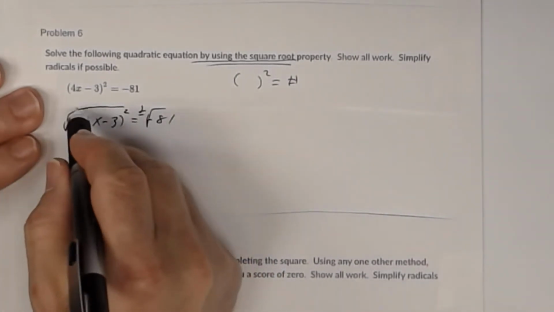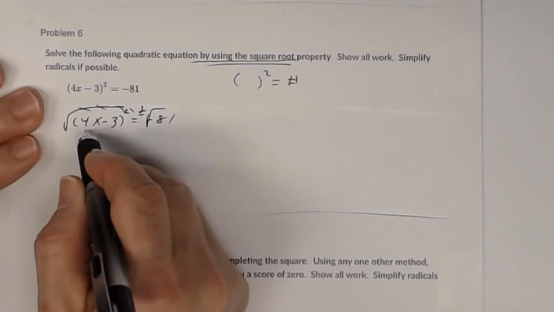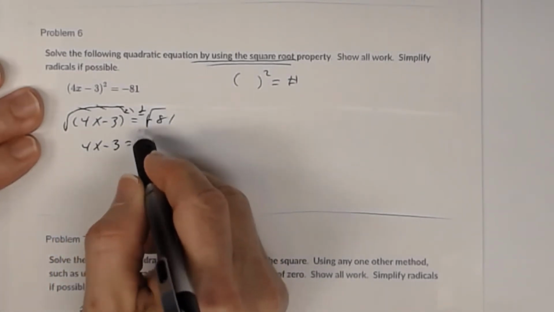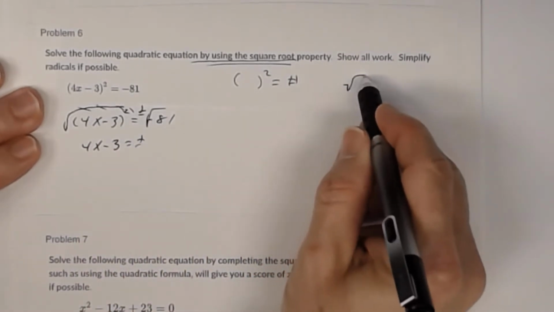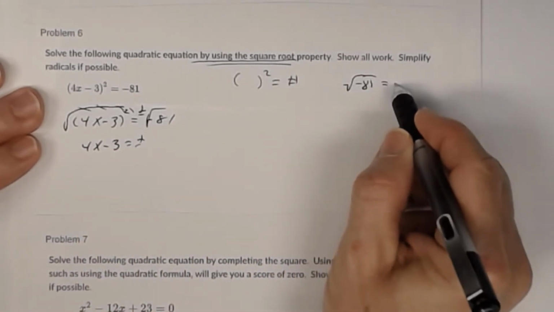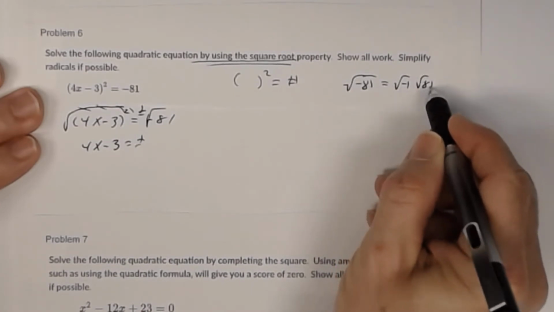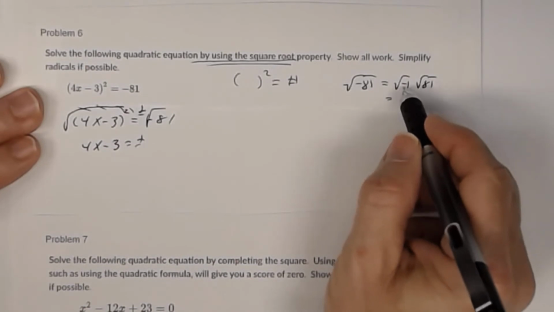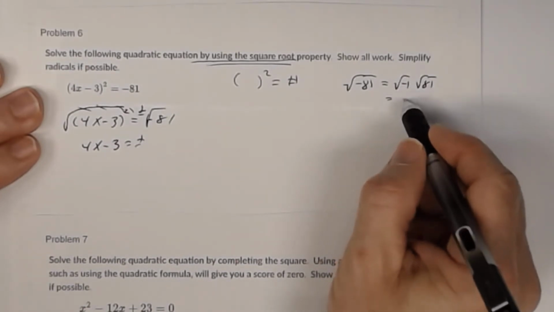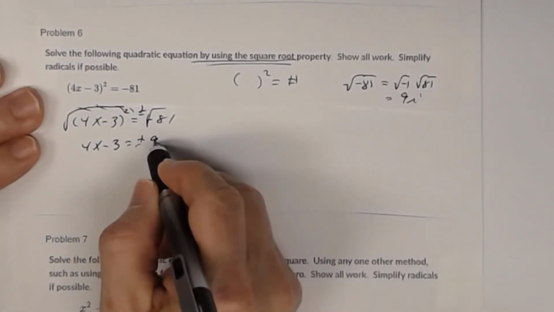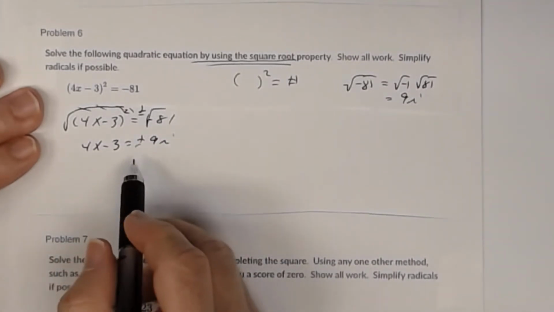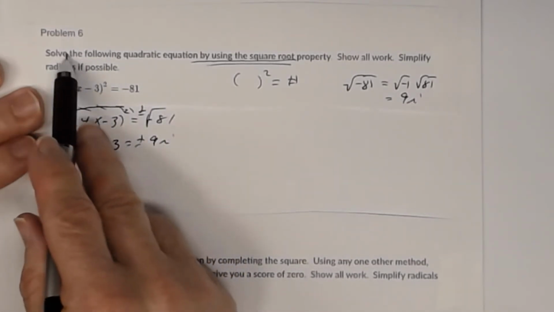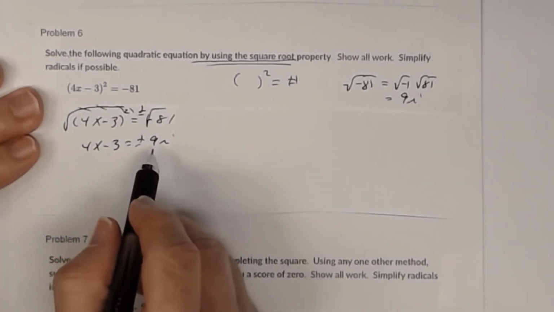Okay? So then the square and the square root undo each other, so you're left with the expression on the left side, 4x minus 3. And on the right side, plus or minus, and remember the square root of a -81 is the square root of -1 times the square root of 81, and then 81 is a perfect square, so the square root of 81 is 9. The square root of -1 is i, so that's 9i. So that becomes plus or minus 9i. All right, now notice that your solutions are going to be complex numbers.